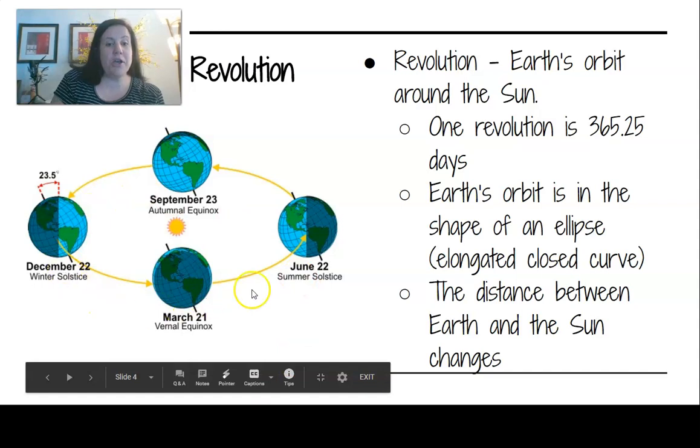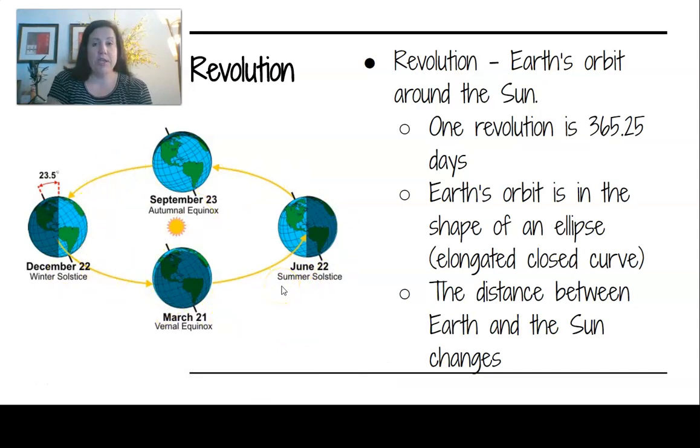This revolution around the sun is not a perfect circle. It is what we call an ellipse. So it's kind of like an oval shape. And so the Earth will actually get closer and farther away from the sun depending on where it is in its revolution.